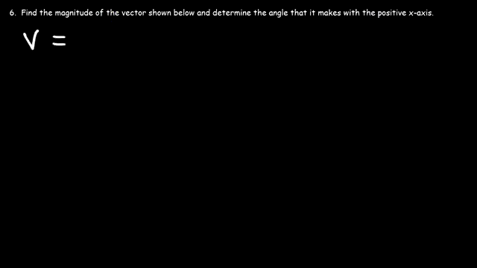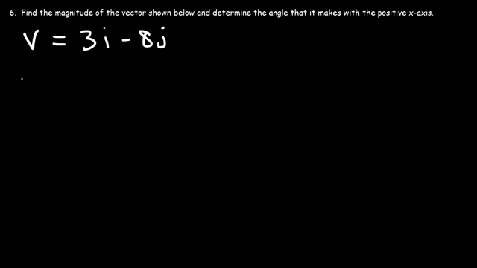Now let's work on another problem. So let's say that vector v is 3i minus 8j. Find the magnitude of the vector shown below and determine the angle that it makes with the positive x-axis. So this problem is the reverse of number 5. We're given the vector and we need to determine the magnitude and the angle.